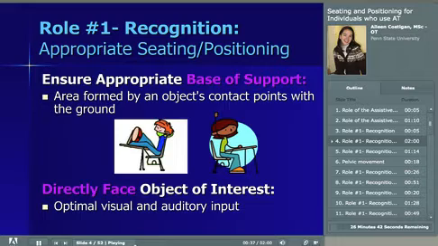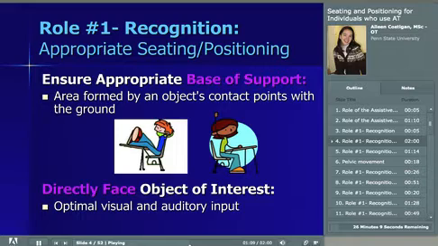In appropriate seating, one goal is to provide an appropriate base of support for the individual while still maintaining the ability to function. Base of support is the area formed by an object's contact points with the ground, including human contact points such as the feet. You can see from the pictures here that the individual on the left has a much smaller base of support than the individual on the right, seated in the chair with widely spaced legs. Who do you think is more stable and able to complete functional tasks?